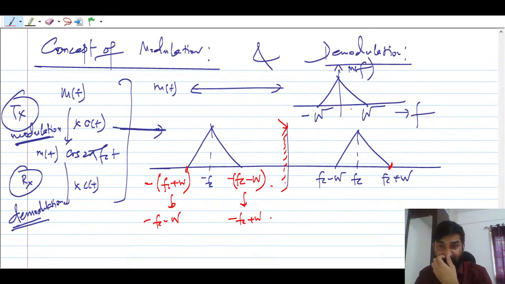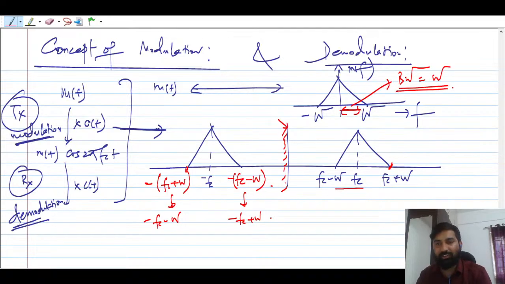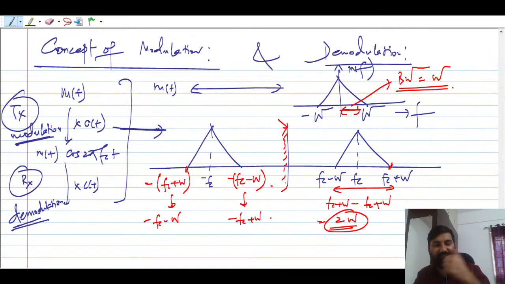Here, the bandwidth of the message signal is W, right? But here the bandwidth is going to be this. If you compute it, it is FC plus W minus of FC minus W, so the FC is gone and you get 2W. So if you do modulation, the modulated signal has a bandwidth of 2W.